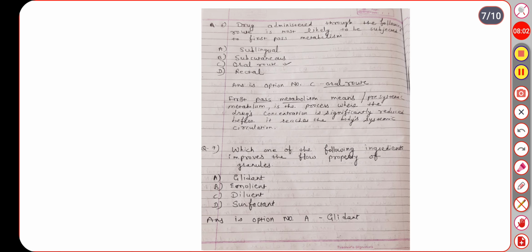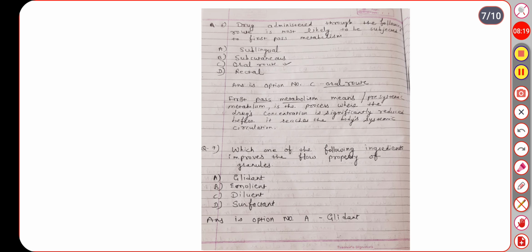Next question, question number 7. Which one of the following ingredients improves the flow property of granules? Options are first glidant, second emollient, third diluent and fourth is the surfactant. The option number A, that is glidant, is the answer.